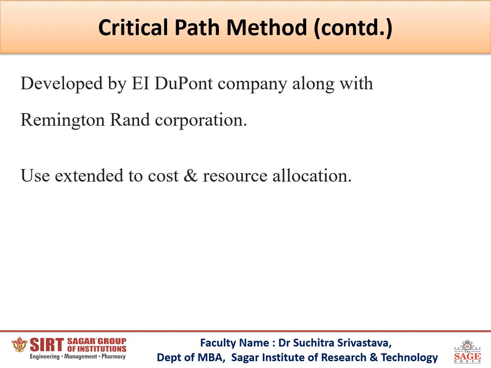Now, the critical path method was developed by DuPont Company along with Remington Rand Corporation. At that time it was used to monitor their numerous projects. In the present time, its use has been extended to cost and resource allocation. That is, with the help of this method, we can also monitor the costs that are being incurred by various activities, and we can also monitor the appropriate resource allocation to all the activities of the project.